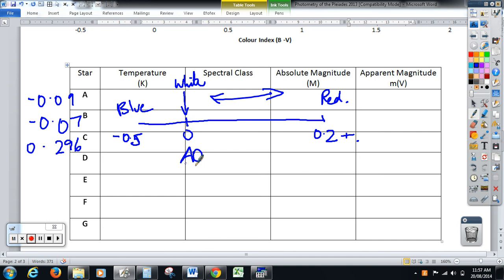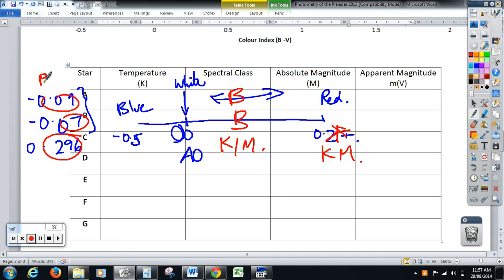So a perfect 0 star is going to be 0 as a colour index. So both of these stars here will be just on this side over here of the A. So the actual spectral class for these two over here will more likely be these ones here. This one and this one will be B stars. This, however, is all the way down this end, and it most likely will be a K or an M class star.